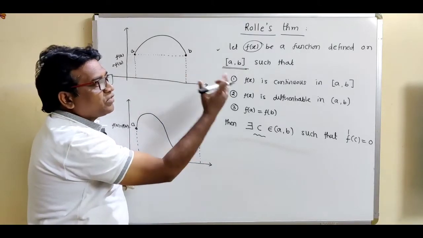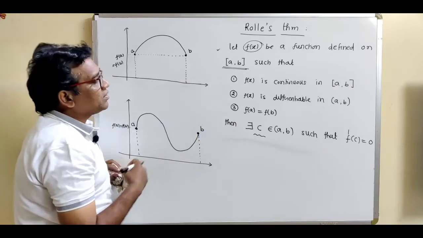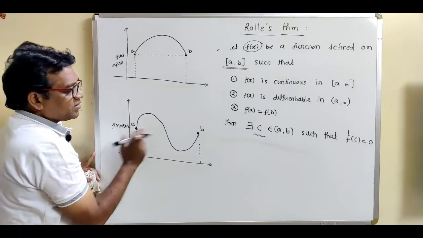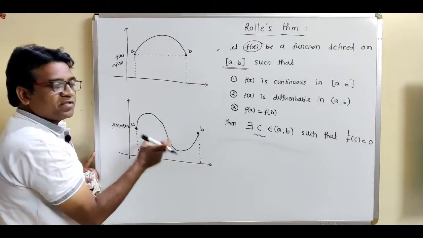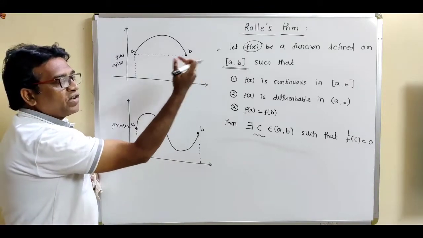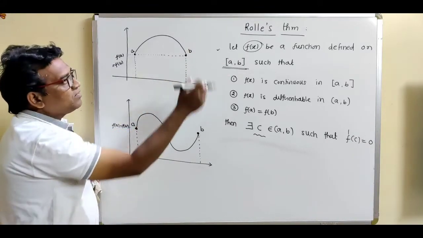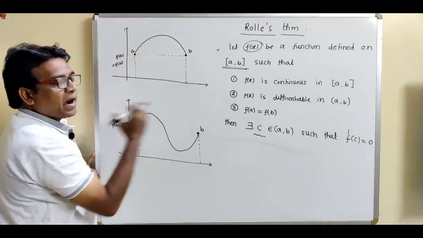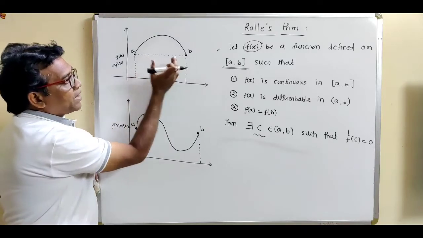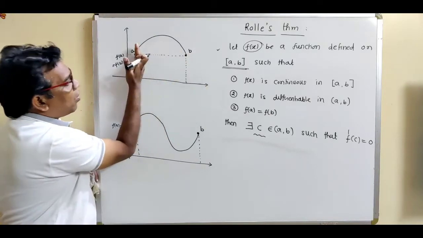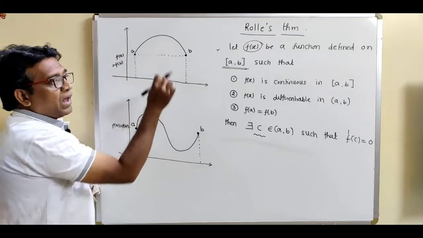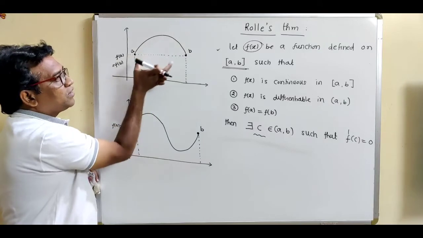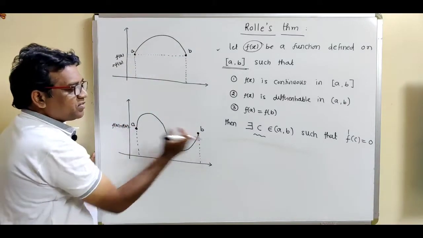So f(x) is a function defined in the closed interval [a, b] means the graph of the function should lie in between this a and b. This is the limitation of this graph. Graph or function is defined on the closed interval [a, b] means this graph of the function should lie in between a and b. This graph does not lie in this portion or this portion. f(x) is the function defined on closed interval [a, b] means the graph of that function should lie in between this a and b.